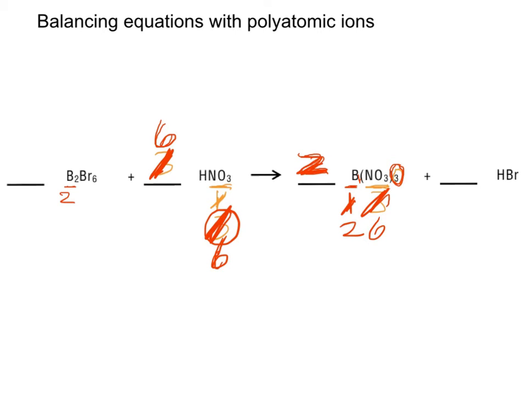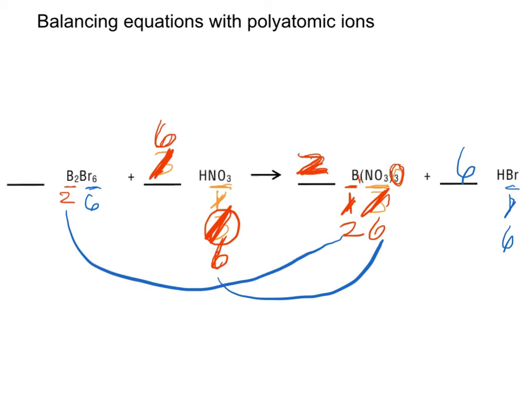Now our borons are balanced out, our nitrates are balanced out. The next element we need to look at would be the bromines. We have 6 bromines on the left, and on the right we have a lonely little 1 bromine. So real easy, pop a coefficient of 6 in here, and we're good to go. That's going to change our 1 bromine to 6, and it's now balanced out. So we have 6 nitrates balanced out, we have 2 borons on each side, and we now have 6 bromines on each side.